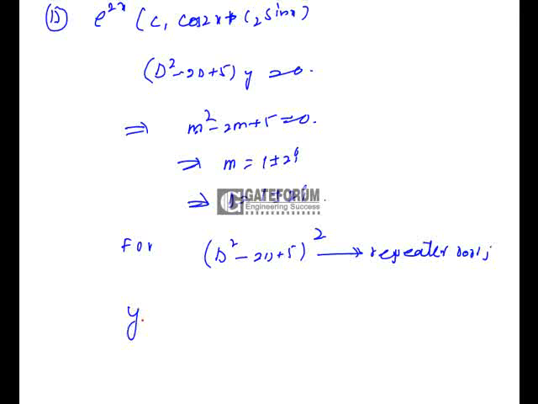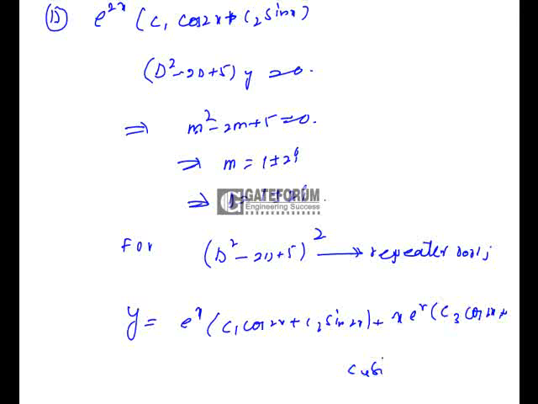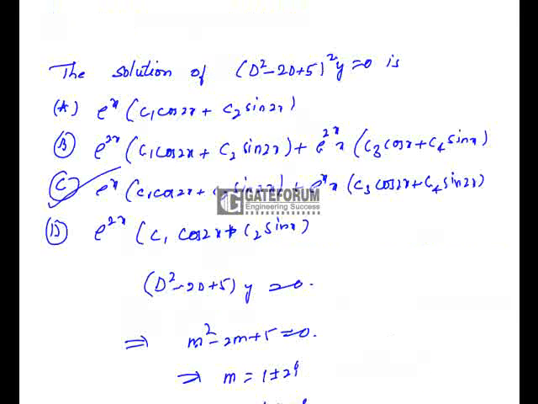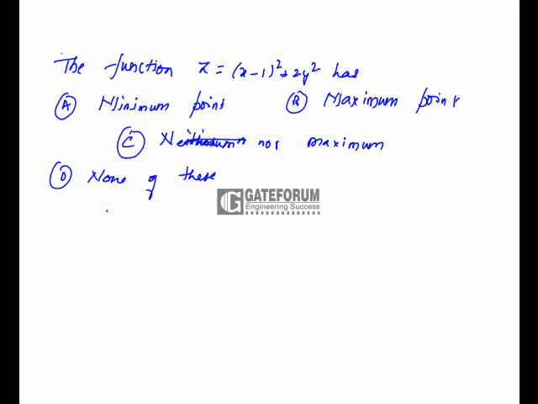Hence the solution will be y is equals to e power x into c1 cos 2x plus c2 sin 2x plus x into e power x of c3 cos 2x plus c4 sin 2x, which is nothing but option C. Given function is z is equals to (x minus 1) whole square plus 2y square.